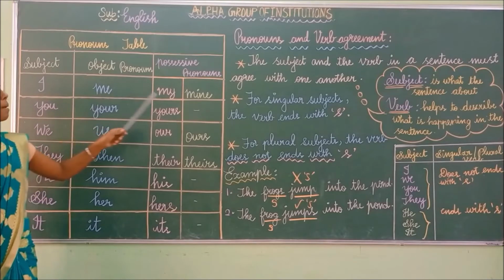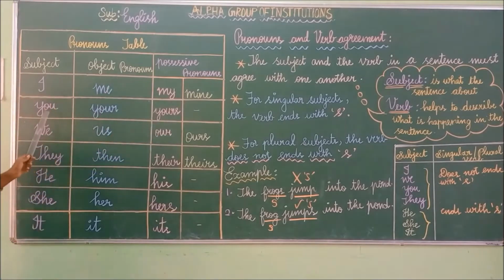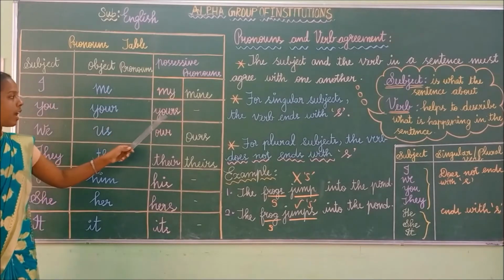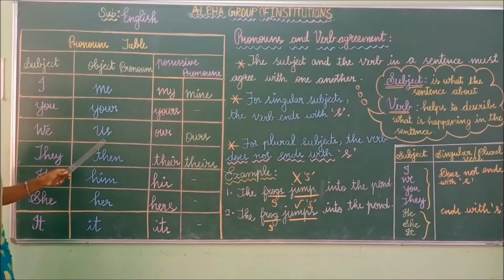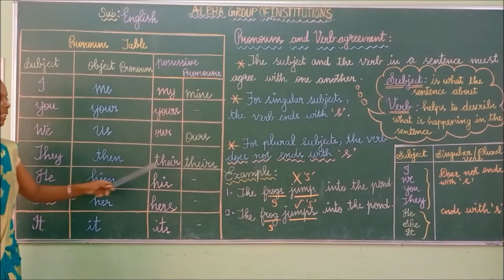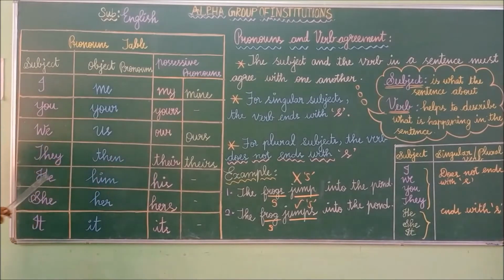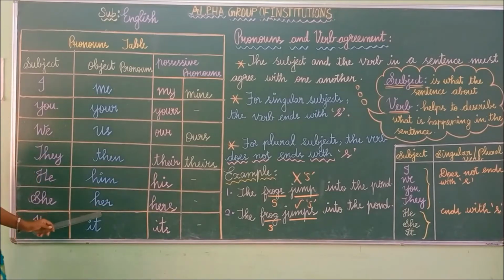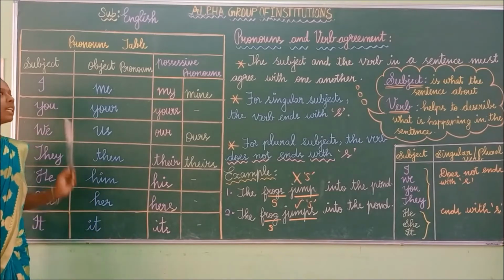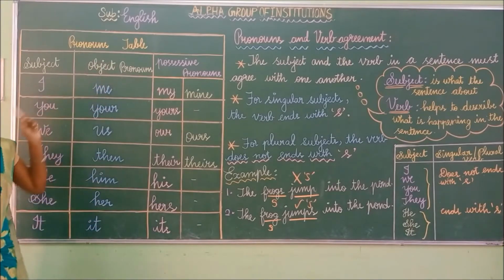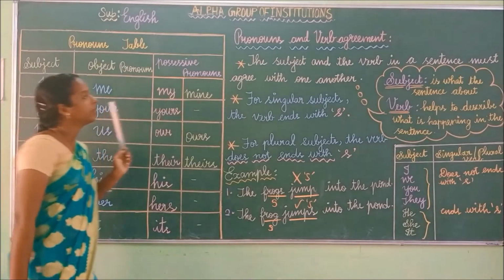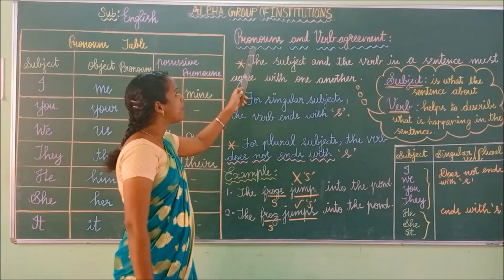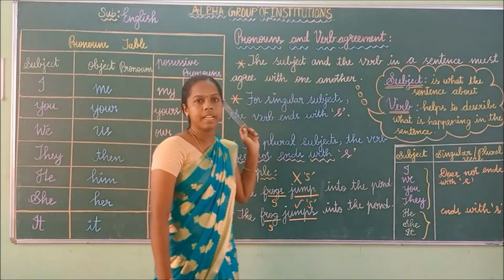I, me, my, mine. You, your, yours. We, us, our, ours. They, them, their, theirs. He, him, his. She, her, hers. It, its. This is the pronoun table. Just learn. Next we will discuss pronouns and verb agreement.